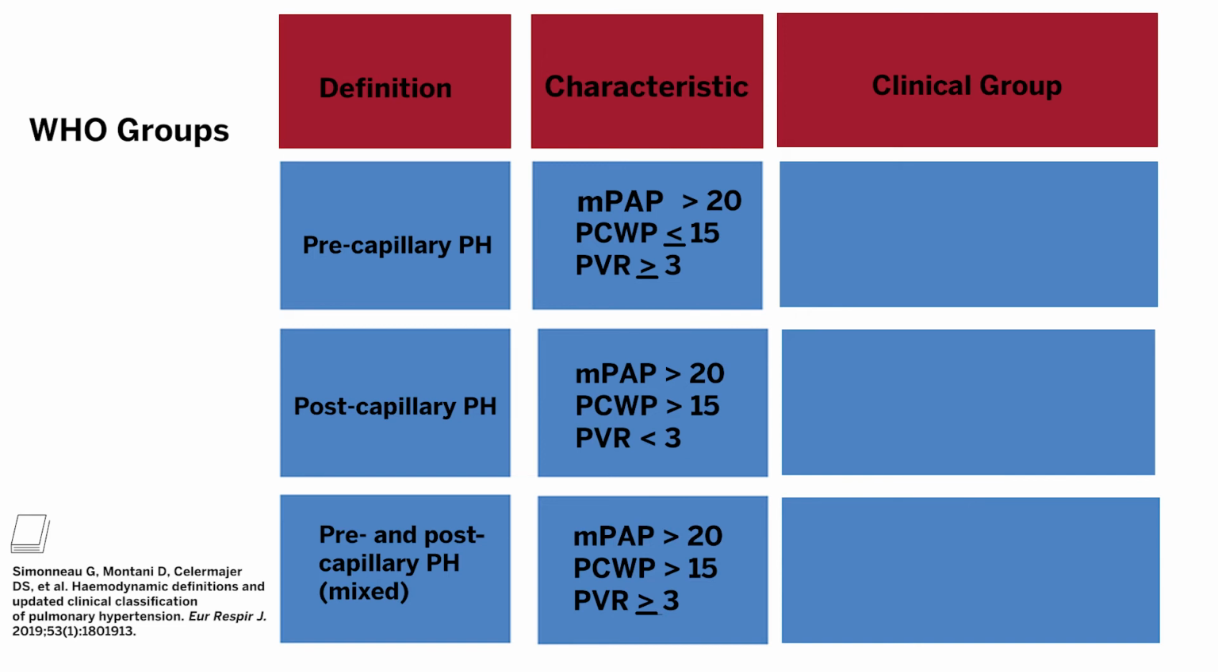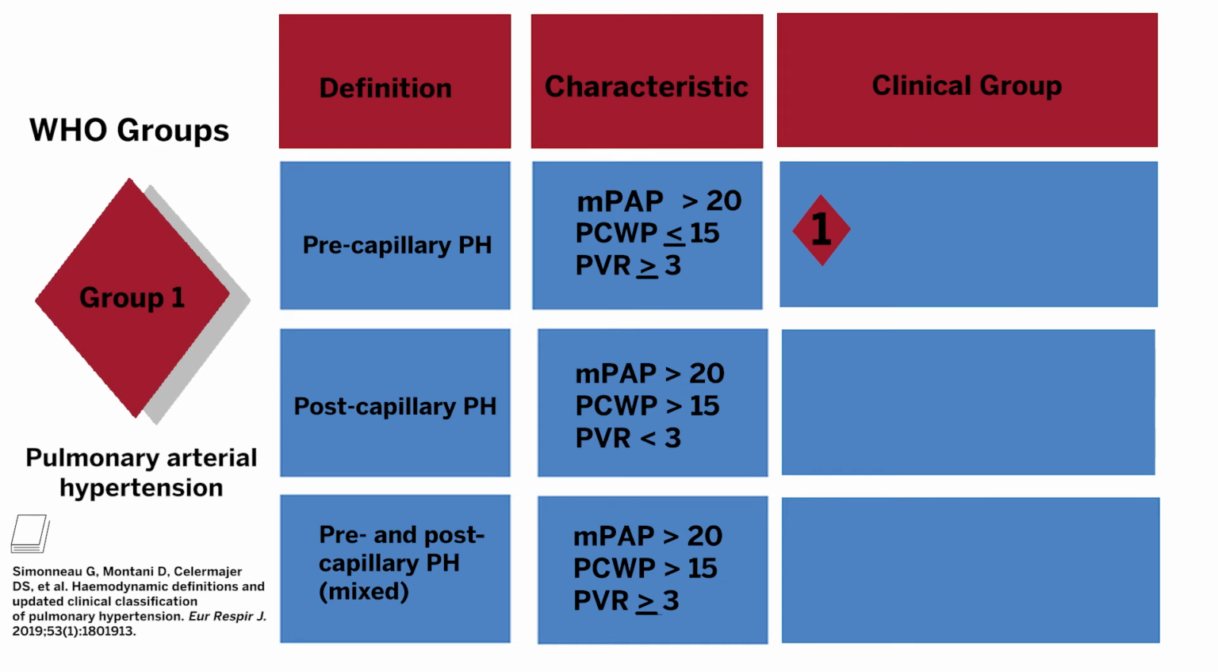Another way to think about how you define pulmonary hypertension is also to think about the World Health Organization classes, which define group 1 as something to do with the vessel itself, or pulmonary arterial hypertension. Classically, this is defined hemodynamically as a mean pulmonary artery pressure greater than 20, a pulmonary wedge pressure less than 15, and pulmonary vascular resistance greater than 3.